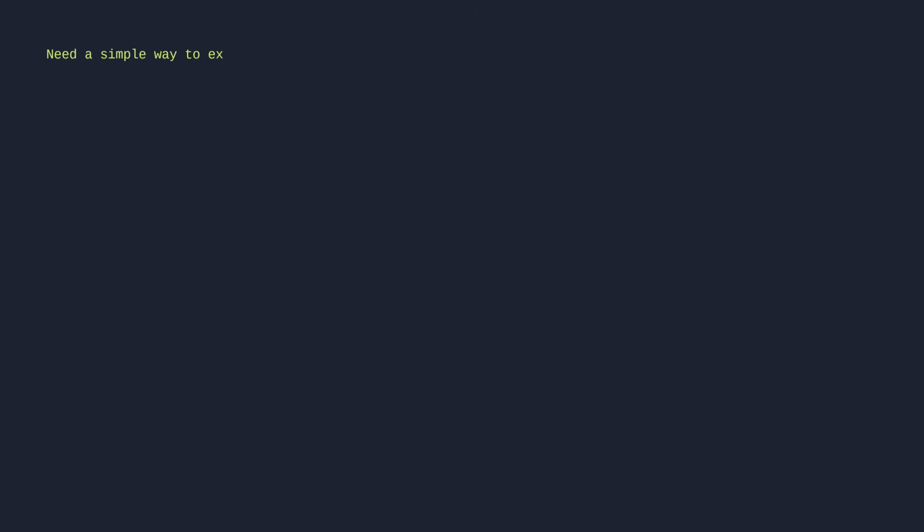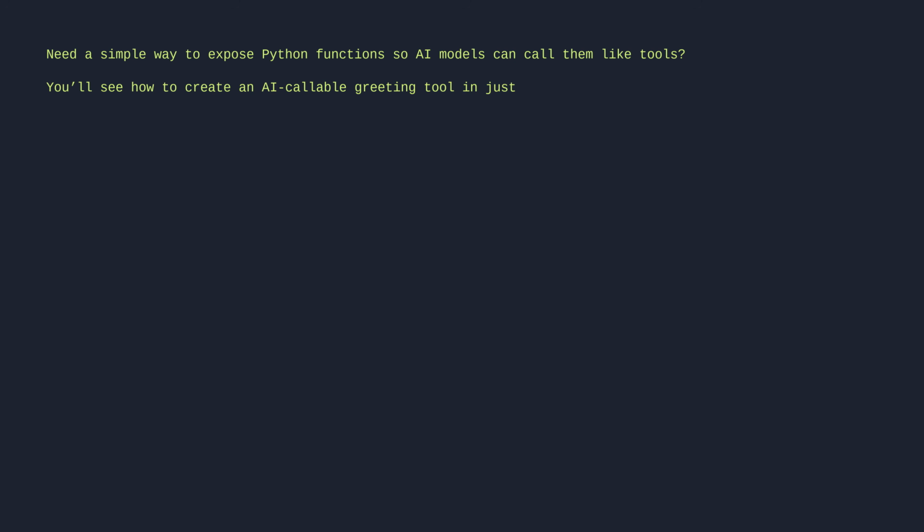Need a simple way to expose Python functions so AI models can call them like tools. You'll see how to create an AI callable greeting tool in just 5 lines of code using FastMCP's decorator pattern. Then run it locally or deploy it to the cloud.